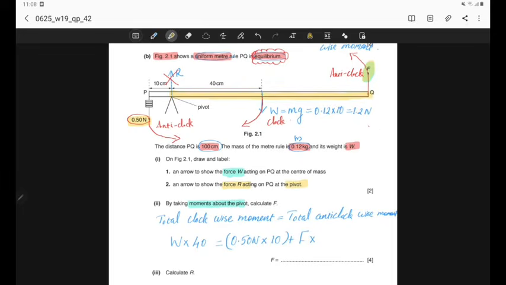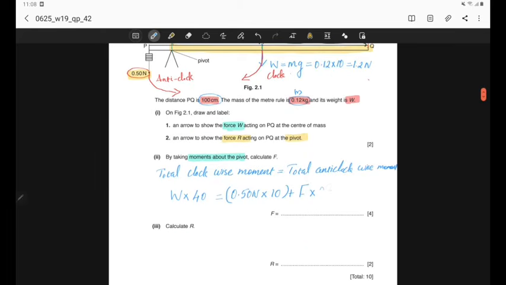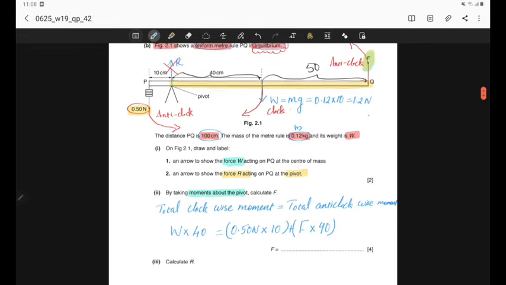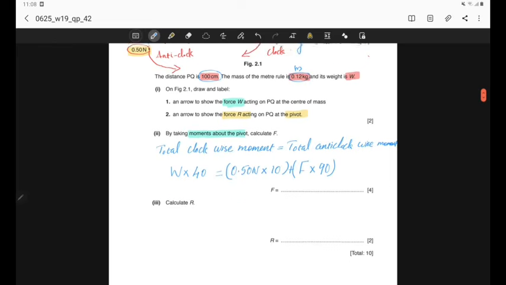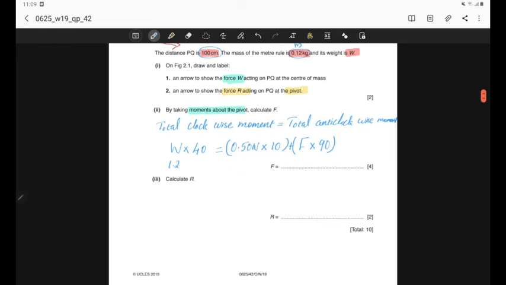The total distance is, from pivot to the center it's 40, and from center to Q another 50. So the total will be 90 centimeter. So F times 90, because F is 90 centimeter away from the pivot. And weight we have calculated using mg as 1.2, so we can substitute that here. So 1.2 times 40 is equal to 0.50 times 10 plus F into 90.